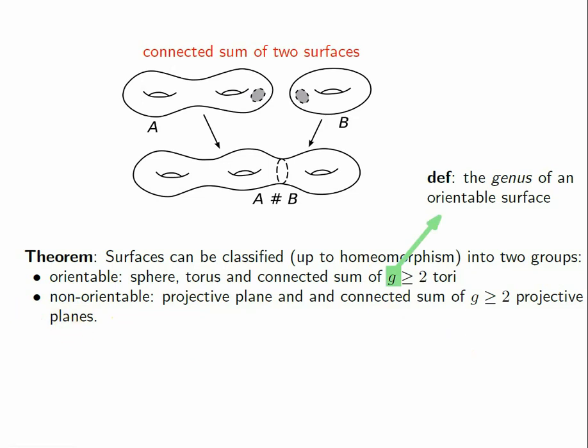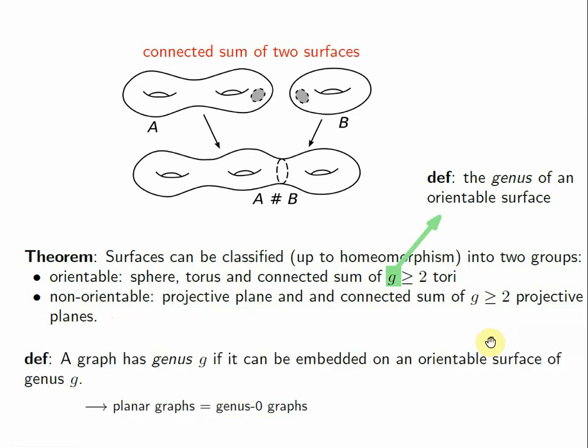In this paper, we only focus our attention on orientable surfaces. And we will say that a graph has genus g if it can be drawn on a connected sum of g tori without edge intersections. In particular, planar graphs are the graphs with genus 0.